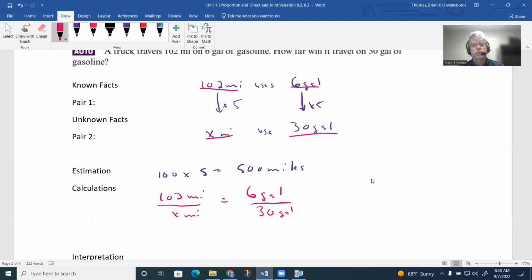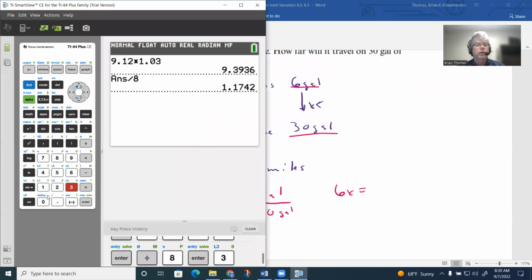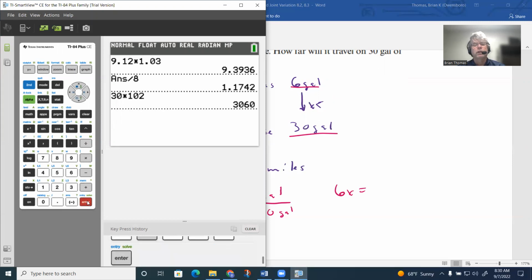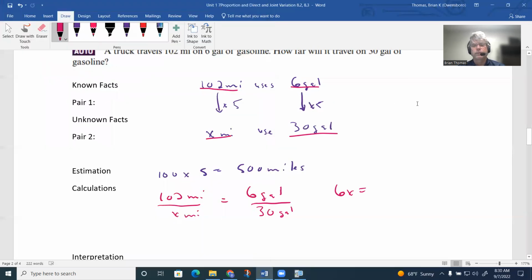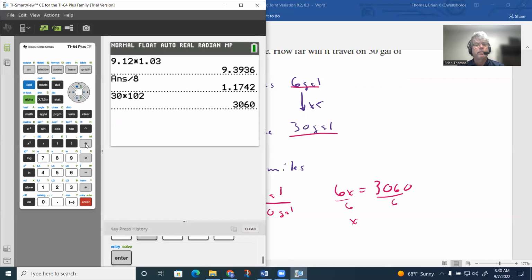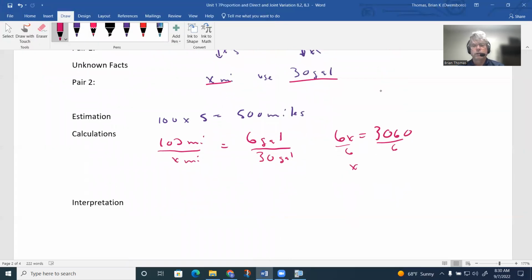So from there, all I have to do is cross multiply. It's going to give me 6x. And then I have to figure out what 30 times 102 is. So 30 times 102 is going to give me 3060. So 6x is going to equal 3060. If I divide each side by 6, that should give me my value for x. So I now just divide that by 6, I end up with 510. So x equals 510.